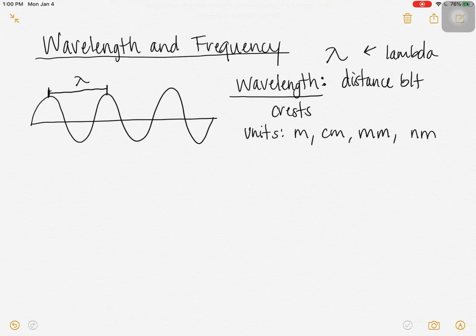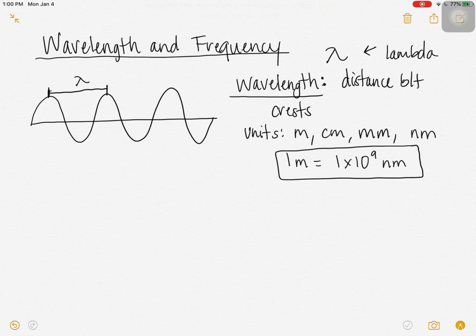And for your records, you need to know that 1 meter has 1 times 10 to the 9th nanometers. And so this is going to become a conversion factor that we're going to use. And it does not need to be memorized, of course. It's just like looking up how many centimeters are in an inch, okay? But this is one we're going to see a lot in this section.